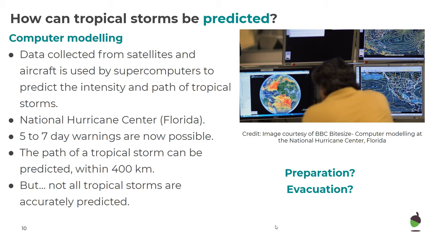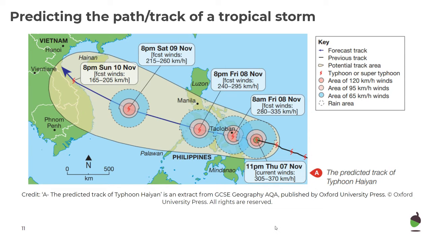Now, prediction of tropical storms is a fantastic tool, and it is actually far easier to predict this type of natural hazard in comparison to something like an earthquake. So it's a really useful tool in order to help to save lives and reduce the effects of a tropical storm event. So as mentioned, the predicted track or path of tropical storms can be created using tropical storm data.